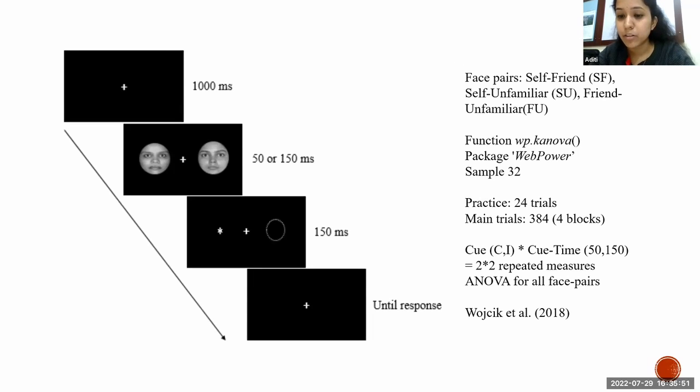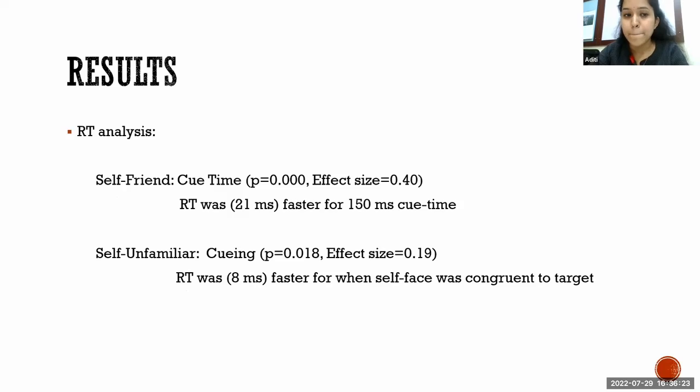The interaction between cue by the preferred face and cue time, that is a 2 by 2 repeated measures ANOVA, was analyzed for all the 3 face pairs. We expected that if automatic attentional processing is the primary mechanism via which self-face processing advantage occurs, one would expect self-face to grab attention, resulting in self-face influencing the processing of the probe congruent to it. We first did the basic reaction time analysis.